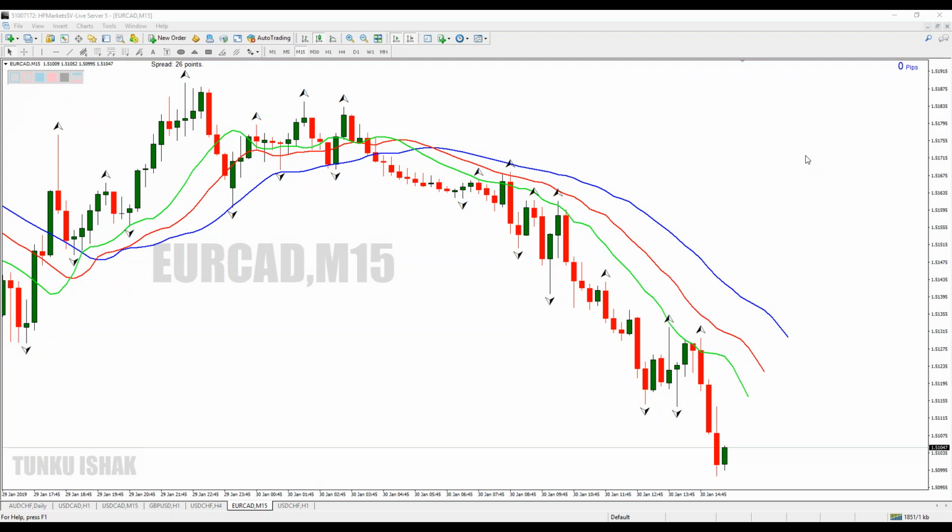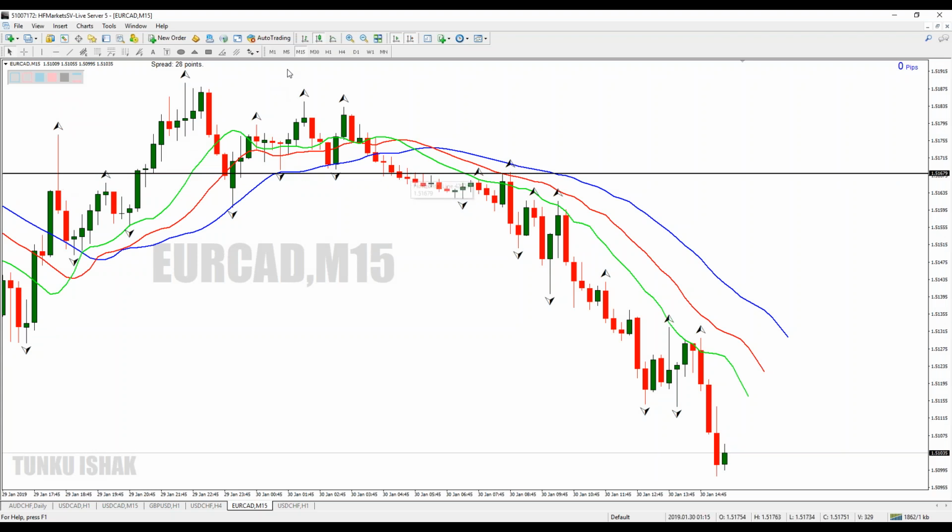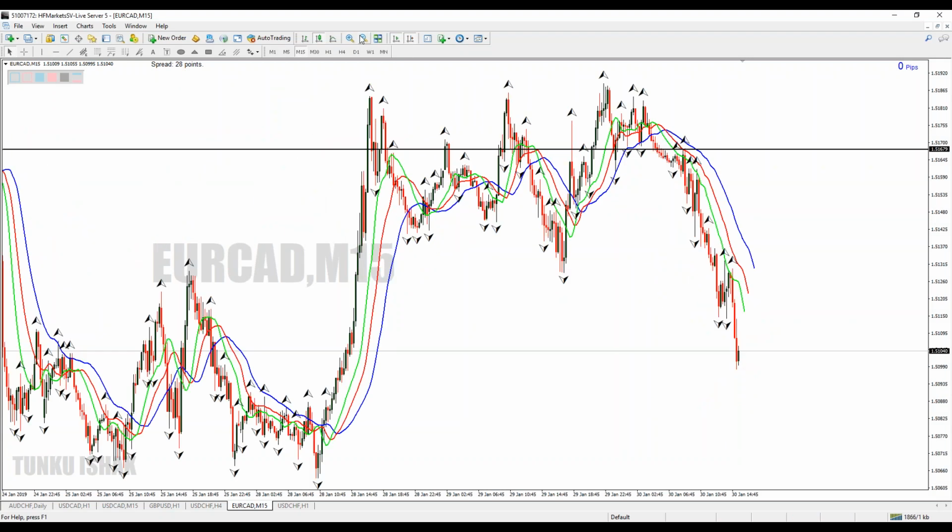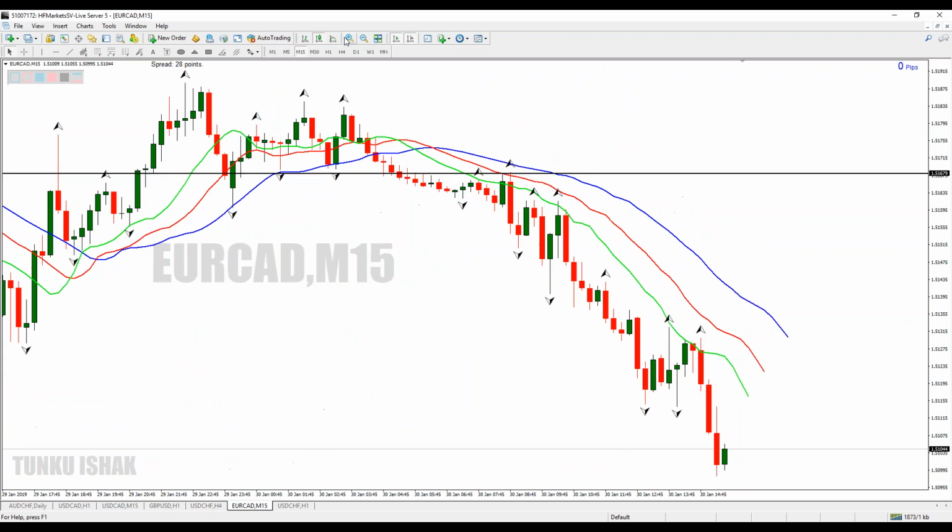One of the uses of the fractal is as support and resistance. So you can see the fractal overlap here. If you look at the chart, here is an area of support and resistance. But what I want to tell you here is how to use the fractal as support and resistance.